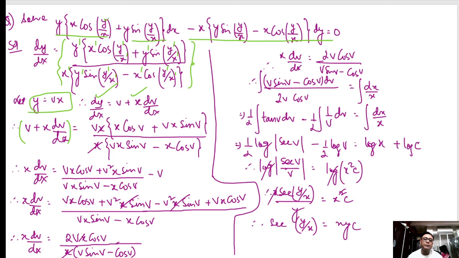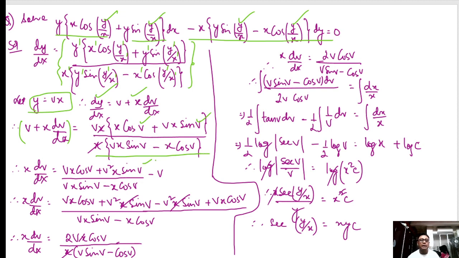So if you put vx here, it will become v. Everywhere if you put vx, it will become v. So ultimately it comes out to be like this, and taking x common, it gets cut.